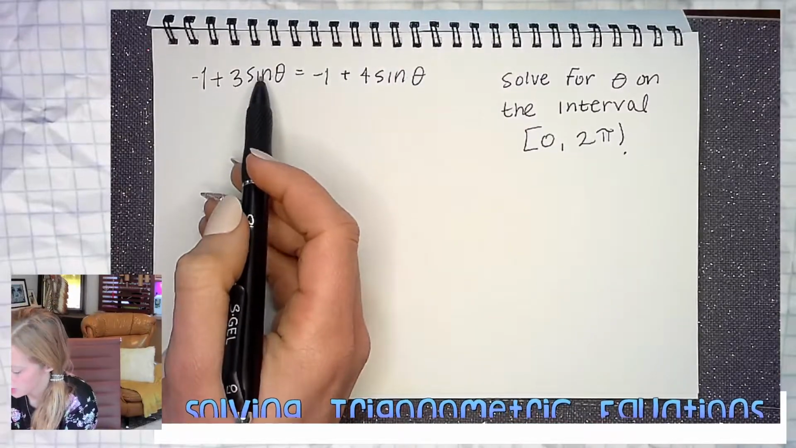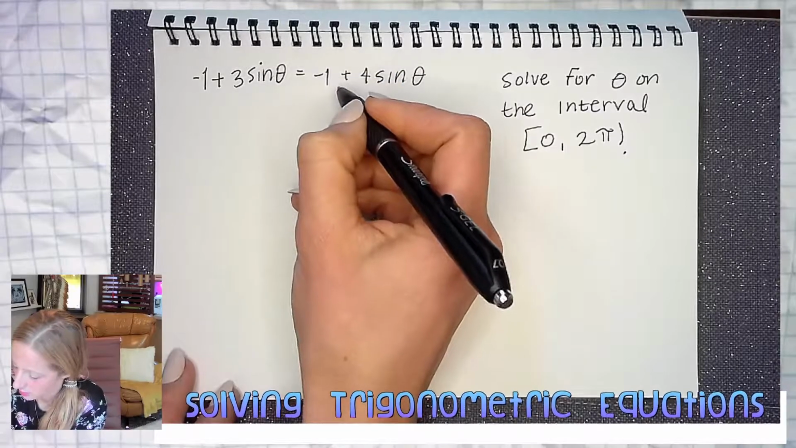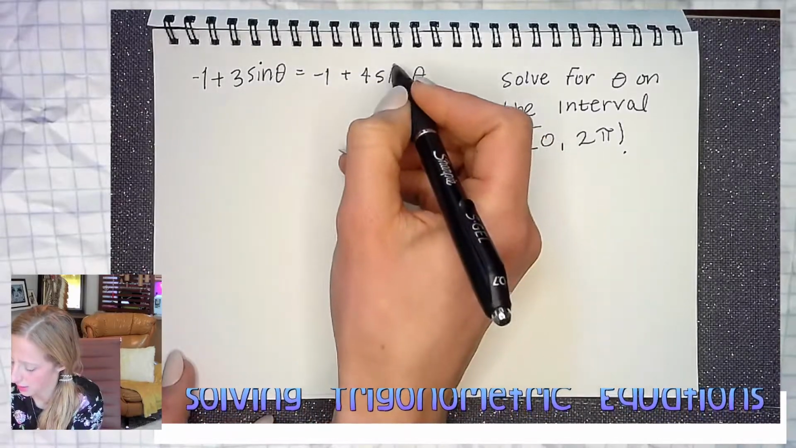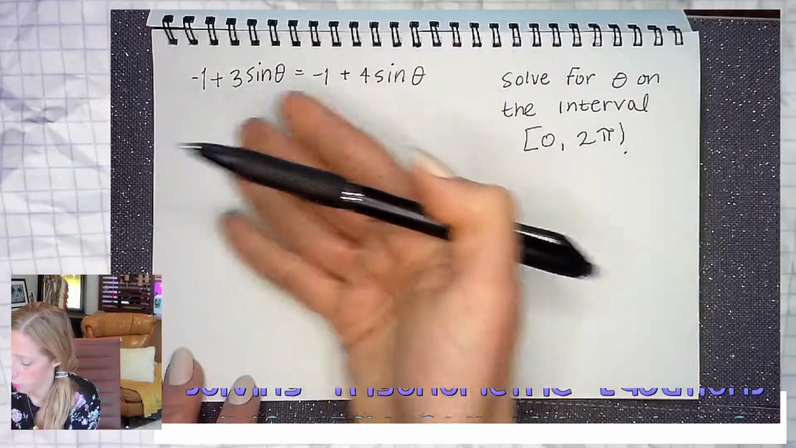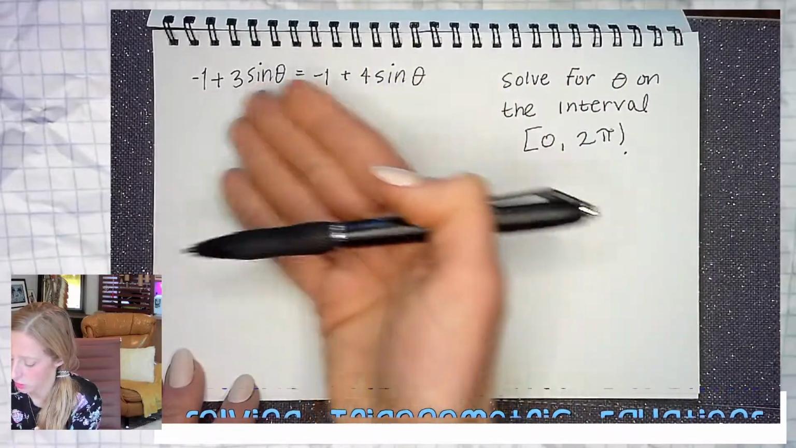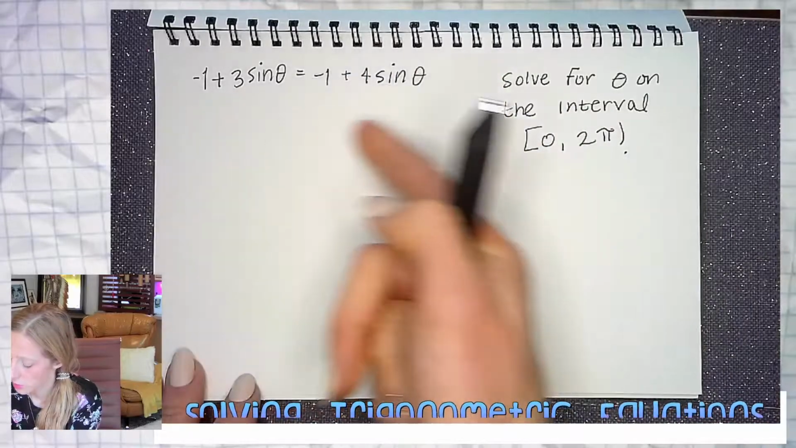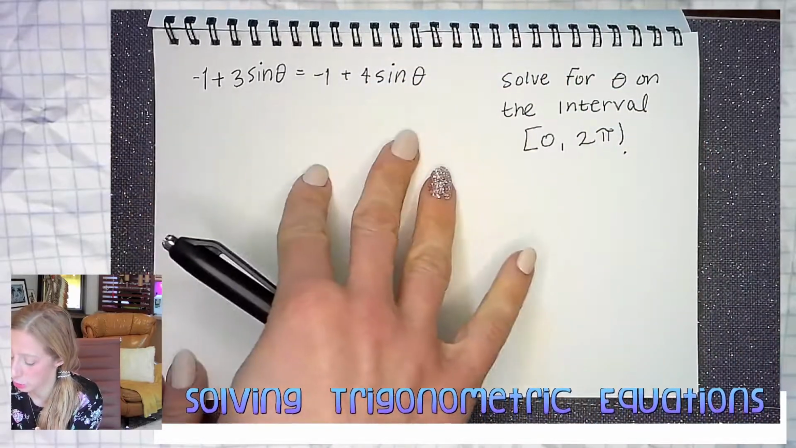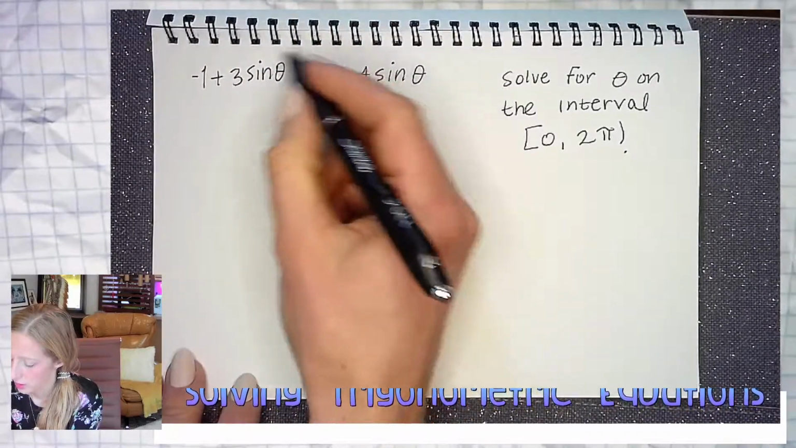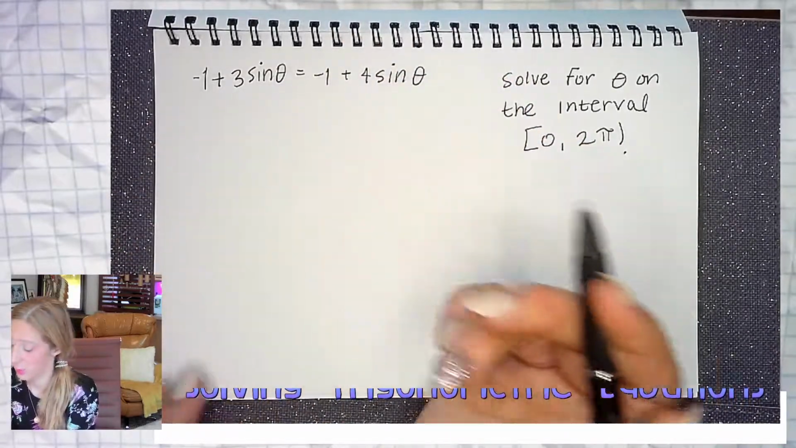Negative 1 plus 3 sine theta equals negative 1 plus 4 sine theta. These are really similar looking, but we want to know, when is this true? Solve for theta. Anytime you solve a trig equation, you're finding out what angles will make that equation true. What's the first thing we should do to get this problem started?